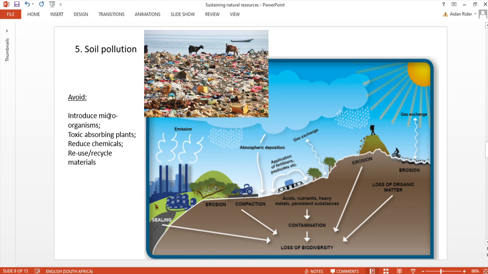By introducing certain microorganisms, things like your earthworms. Oh, they are so good decomposers. And also making sure that microorganisms like bacteria and fungi survive within the soil, reintroduce them into the toxic soil. Then also certain plants can absorb some toxins, certain metals, that are good for the environment. Then also reduce chemicals, like the fertilizers and things you put into the soil. And also reuse and recycle materials.